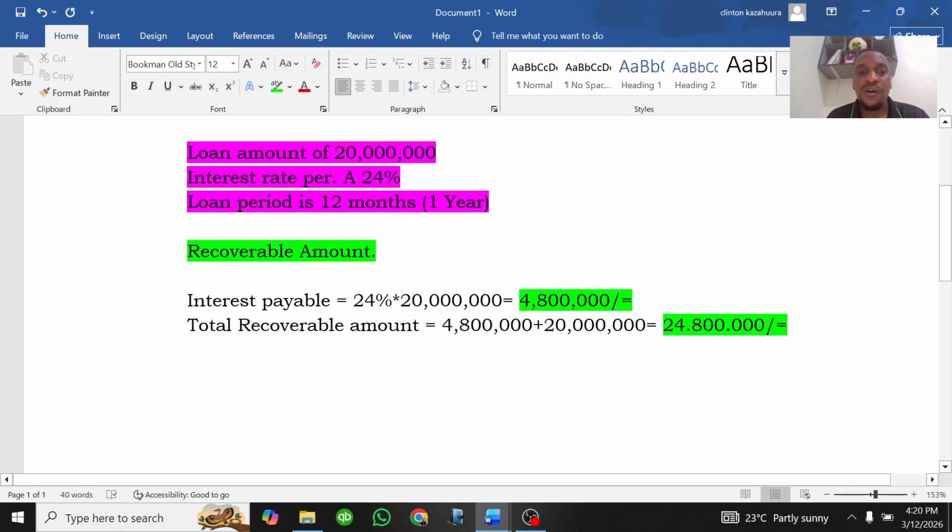So what we mean by amortization is that we have to create a schedule so that we spread this 24.8 million over a period of 12 months, which is the loan tenure. To amortize simply means that we spread the 24.8 million, the recoverable amount, over 12 months. So you get 24.8 divided by 12. Whatever amount you get would be the amount to be paid by the client who has taken the loan. But that is ideal. I want to show you the practical way of doing this.